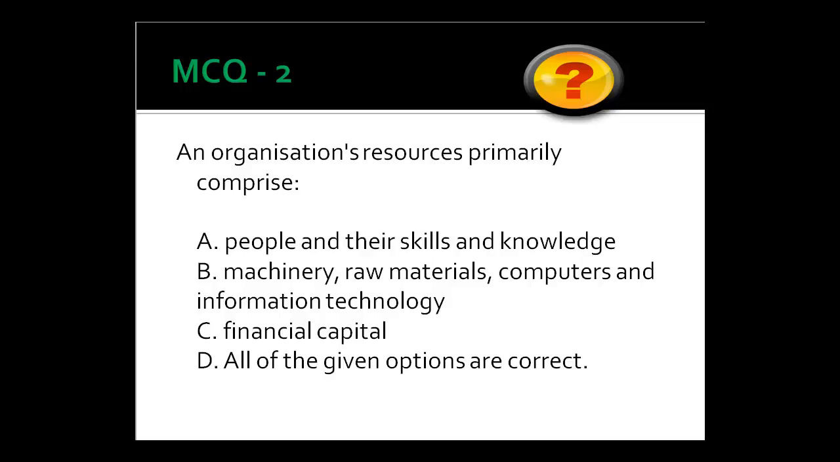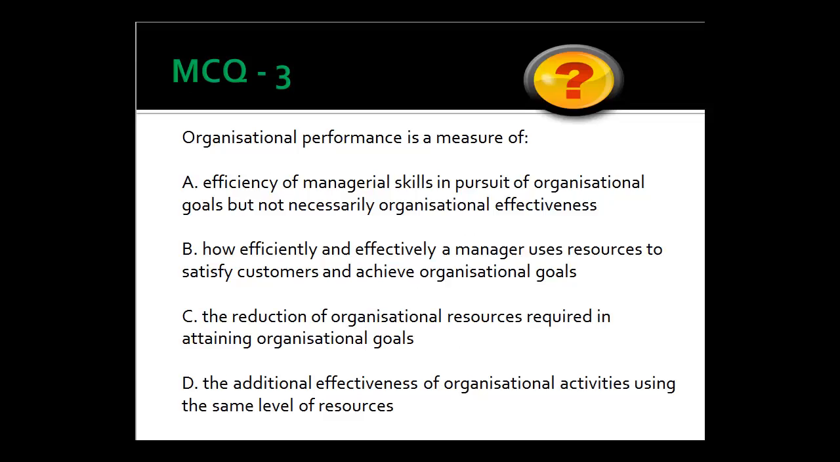Let's move on. Question number 3. Organizational performance is a measure of, is it A, efficiency of managerial skills in pursuit of organizational goals, but not necessarily organizational effectiveness, B, how efficiently and effectively a manager uses resources to satisfy customers and achieve organizational goals, or C, the reduction of organizational resources required in attaining organizational goals, or D, the additional effectiveness of organizational activities using the same level of resources. Correct answer to this question is B.